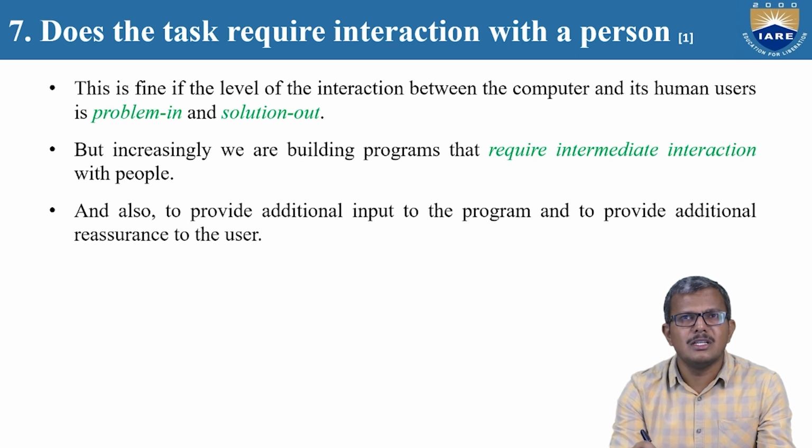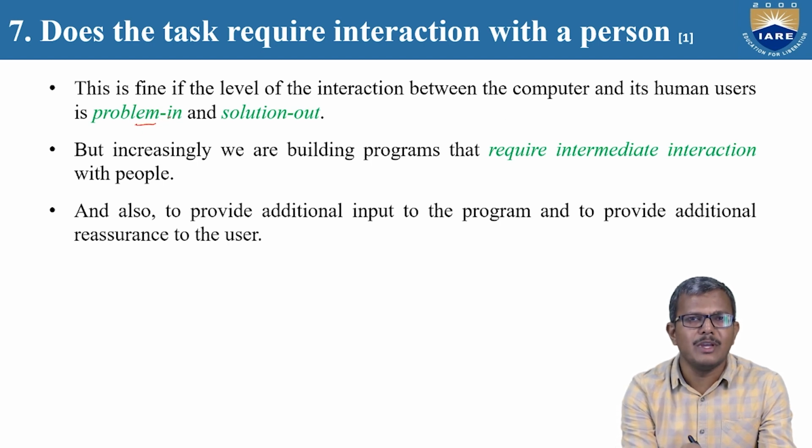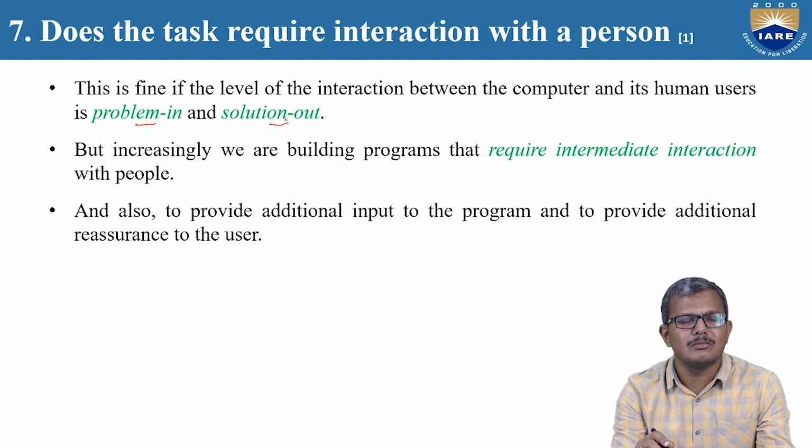And the seventh one is, does the task require interaction with a person? This is very, very important. At one level of interaction between the computer and the user, it is problem in, solution out: we have given the problem to the computer and the computer has given the solution to us. Generally it will happen like that. The user has some problem, that problem is given to the computer and the computer gives the solution back to the user. But for all problems, it is not the case. For some kinds of problems, there is a need for this intermediate interaction.